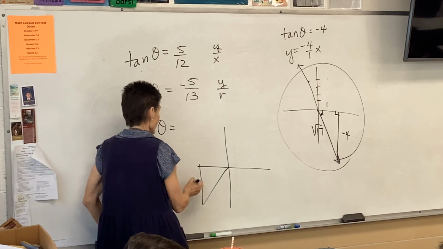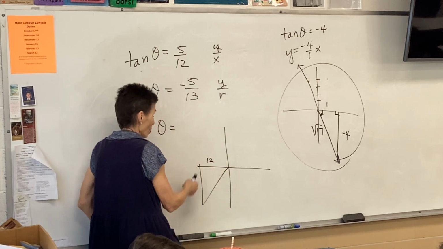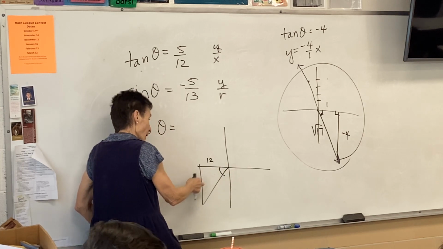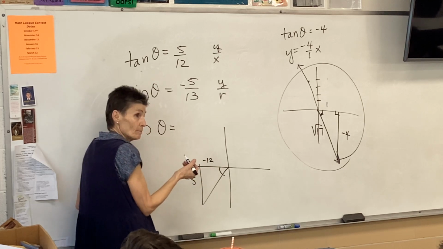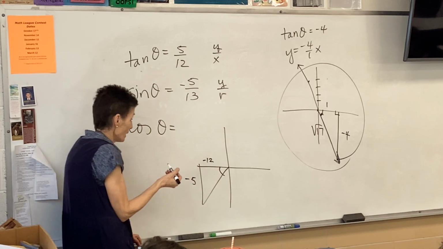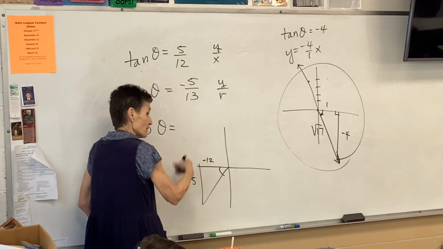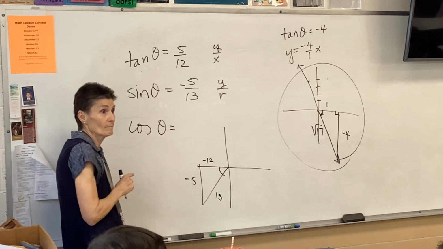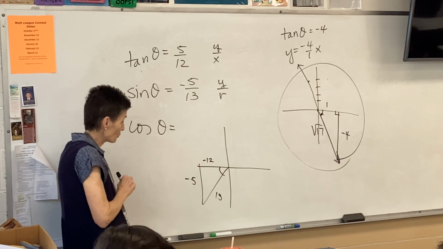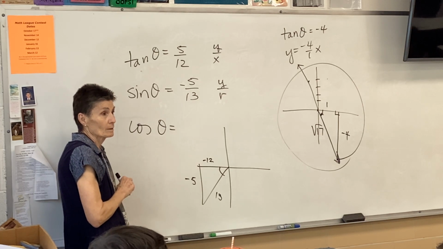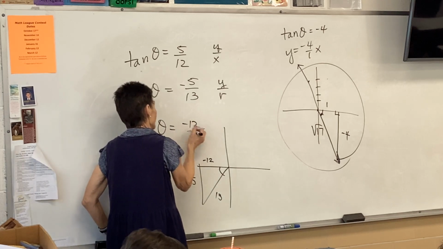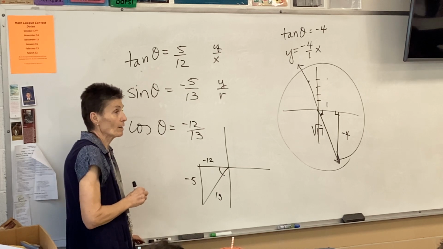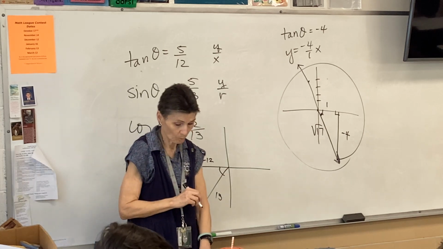And the tangent is 5/12, y, or opposite over adjacent, y over x. Those are both negative. And then if I do my Pythagorean theorem, my radius or hypotenuse turns out to be 13. So that I can look at my picture, what's the cosine? Negative 12. Okay? All right, I'll do one more. One more question from the homework.